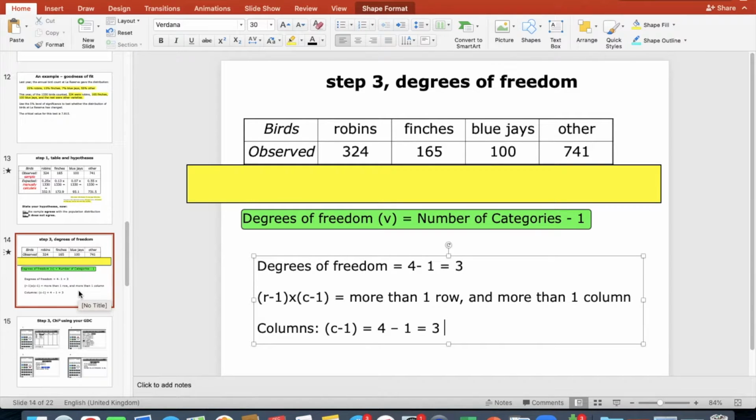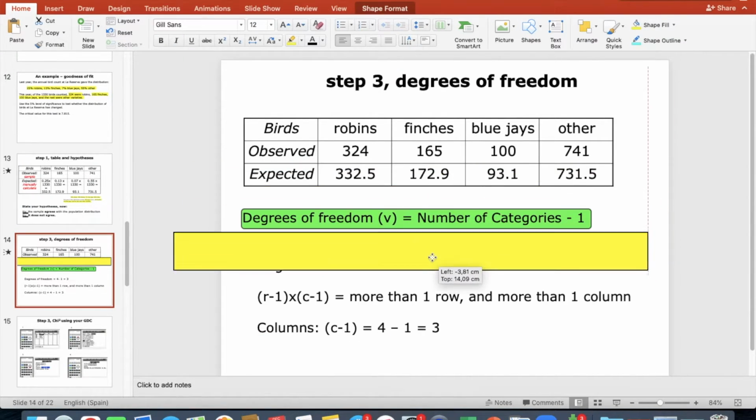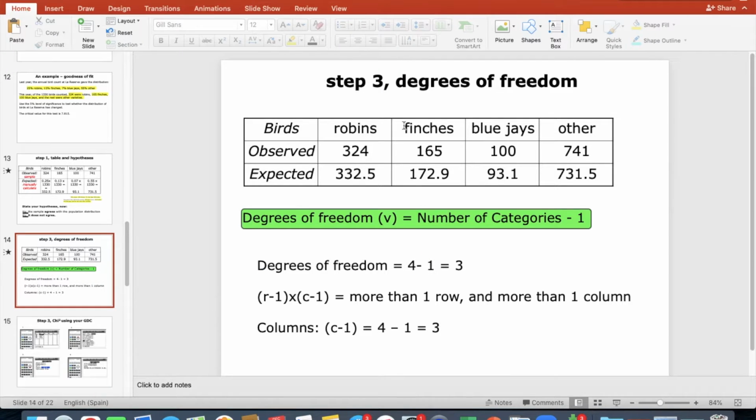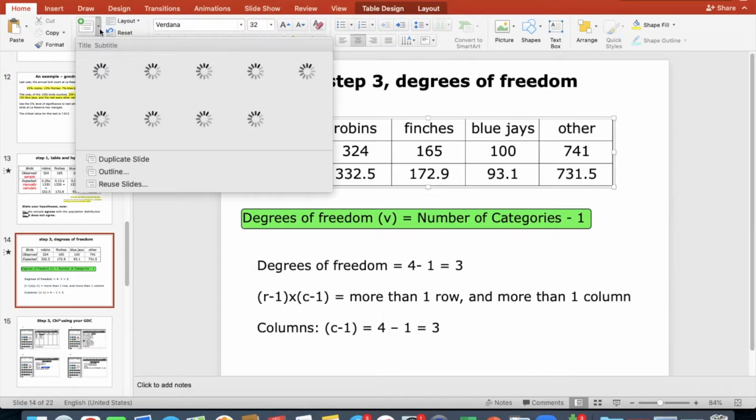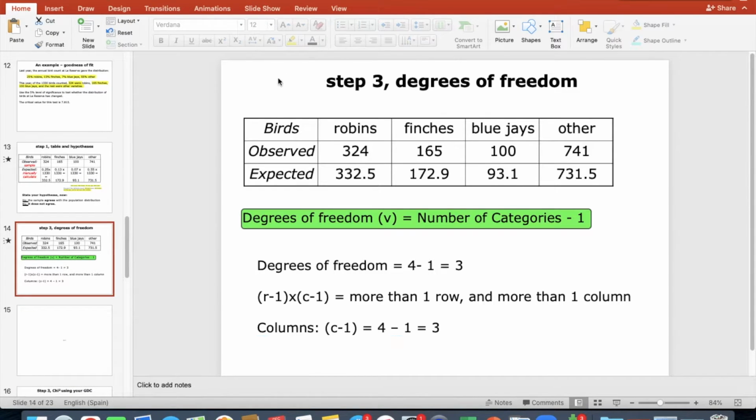Now I'm going to show you through a series of screenshots what we need to do. We need to input this data we've calculated here, which is the same as the data here, and we need to put it into the calculator.